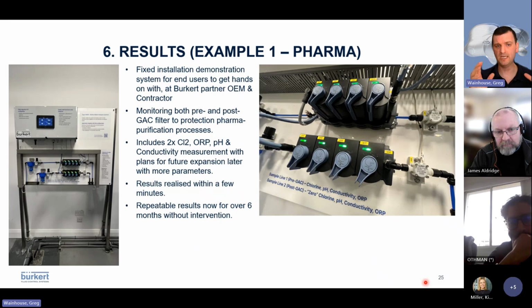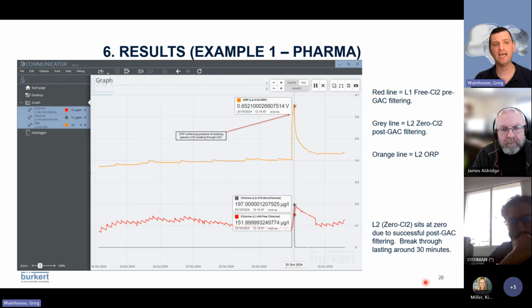And when we put the system in, we realized that we could be confident in those measurements very, very quickly as well. We've now had repeatable results for over 6 months without any intervention on the sensors. And within 24 hours, we were able to detect chlorine that was coming through the filtration process.